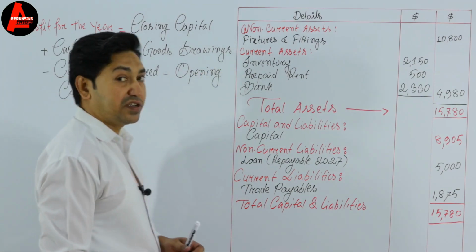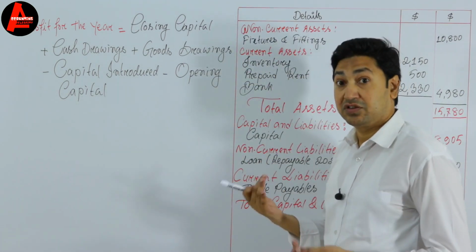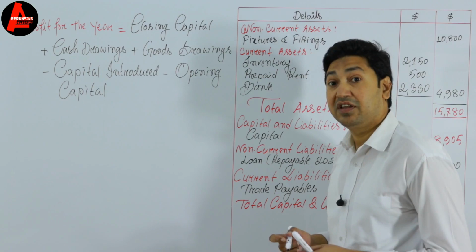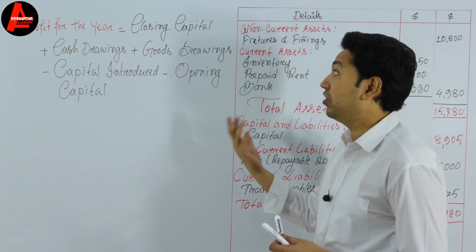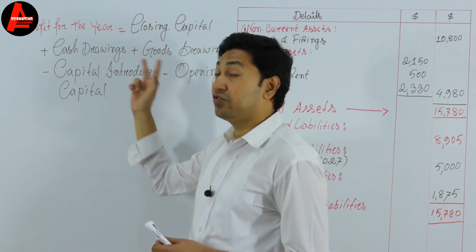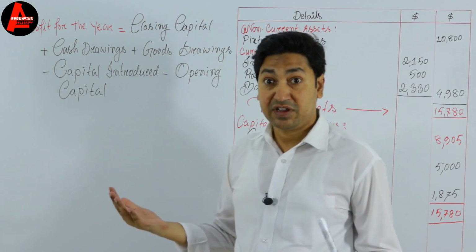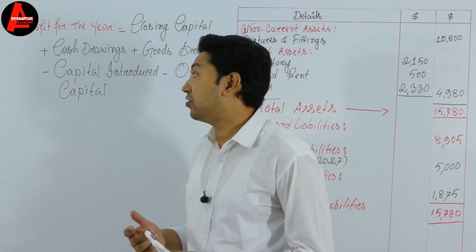On the question we don't have opening capital. So without this opening capital we can still calculate profit for the year. Now we will write the amounts, the values. Cash drawings and goods drawings we wrote separately. If you write drawings and sum up these two amounts, it is also okay, no problem.